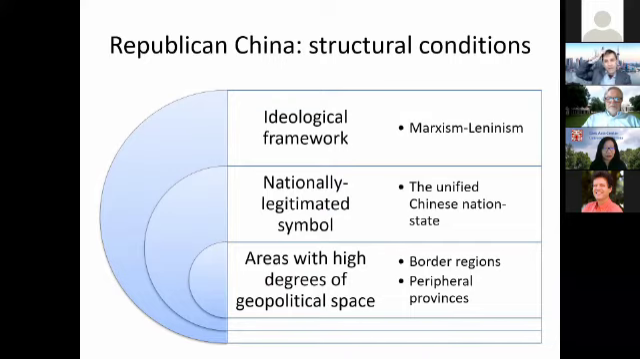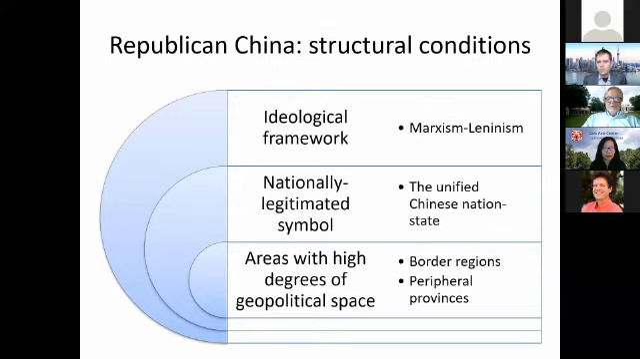And then finally, and I think personally the most fascinating aspect of this case study, is that the communists did in fact find their greatest success in areas with high degrees of geopolitical space. So the Yan'an area in northern Shaanxi province was incredibly out of the way. It was very impoverished. And I don't think they became powerful despite having their main base of operations from 1934 on in that remote region of the country. I think it's because they were in that remote region of the country.